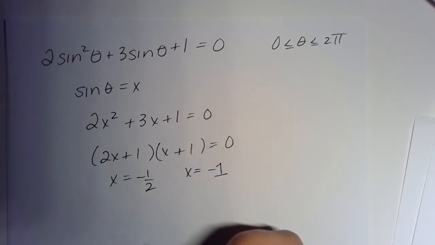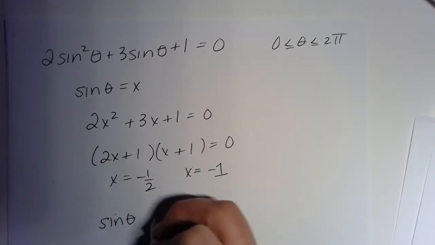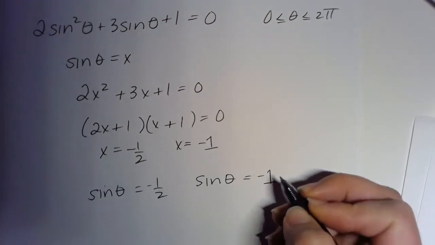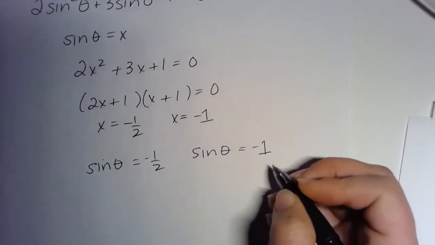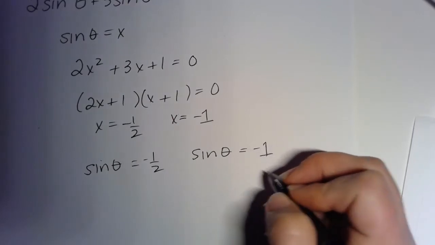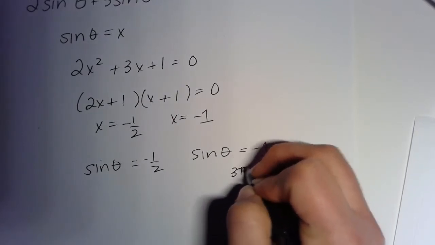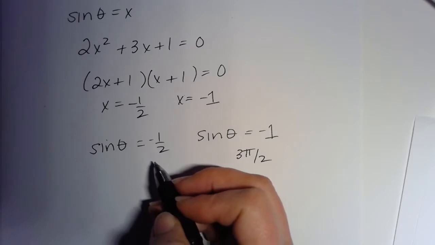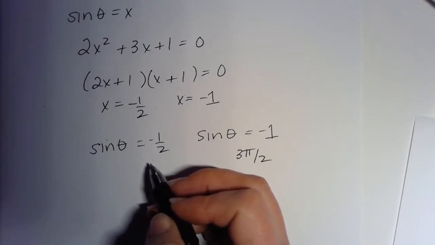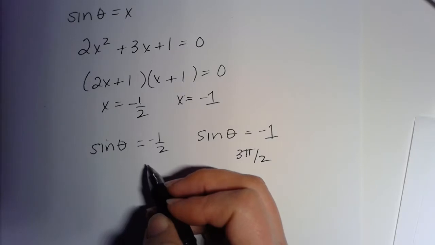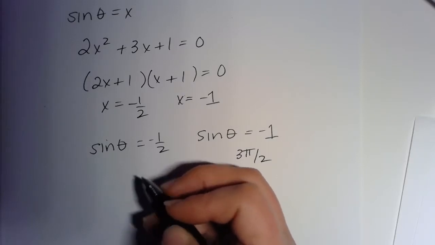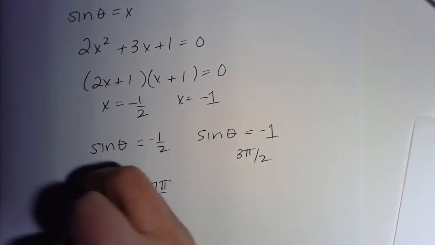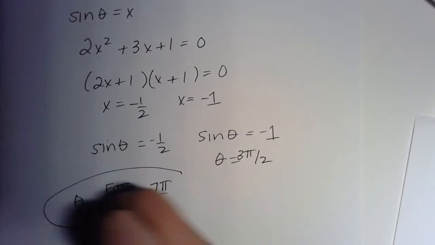And now I put my sine back in for x. So the sine of theta is equal to negative 1/2, and the sine of theta is equal to negative 1. Sine of theta is negative 1 between 0 and 2 pi at 3 pi over 2. That's straight down. And sine of theta is negative 1/2. Those are multiples of pi over 6, and they would be in the 3rd and 4th quadrants. So that would be 5 pi over 6 and 7 pi over 6. So I have 3 theta values.